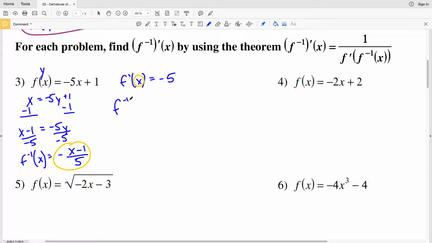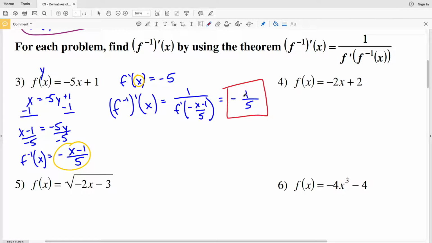So the derivative of my inverse of x equals 1 over f prime of negative (x minus 1) over 5. However, we know that that derivative is always negative 5. So this is going to equal negative 1 over 5. 1 over negative 5 is the same as negative 1 over 5. And that's my solution in number 3.